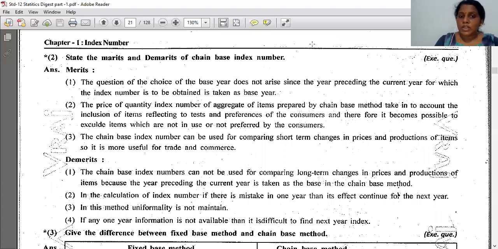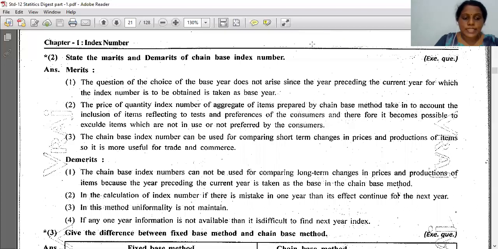Because why? Because just the preceding year: if P1 is 2010, then P0 will be 2009. We can't take it as 2001. So just the preceding year will be the base year. So chain-based index numbers cannot be used for comparing long-term changes in prices and production of items, because the year preceding the current year is taken as the base year in the chain-based method.